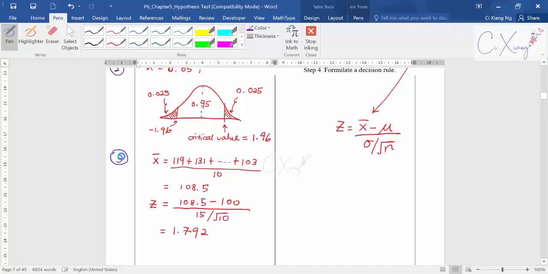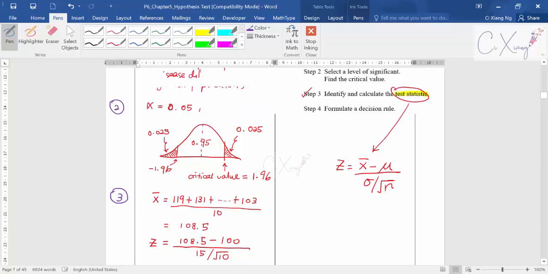So step number 3 mainly is for us to calculate the test statistic. Okay, so test statistic is actually a value that you calculate from a sample that you are using, and you want to use this sample to prove whether your hypothesis is true or false. All right, so this is something from the sample. Okay, that means from the data that you collected. All right. Okay, so this is what we have for step number 3.